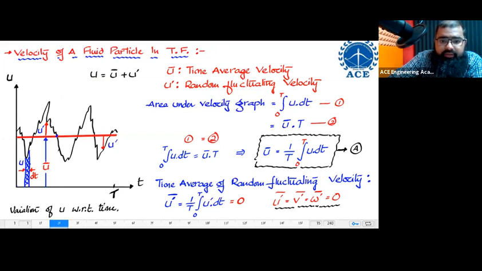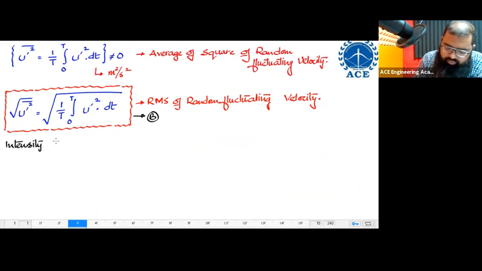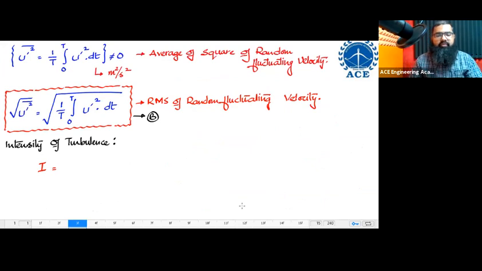Okay. Now, after having mentioned this point, there is one more thing I have to mention over here that is known as intensity of turbulence. Next thing is intensity of turbulence. This intensity of turbulence I is equal to how much? What is the value of intensity of turbulence I?